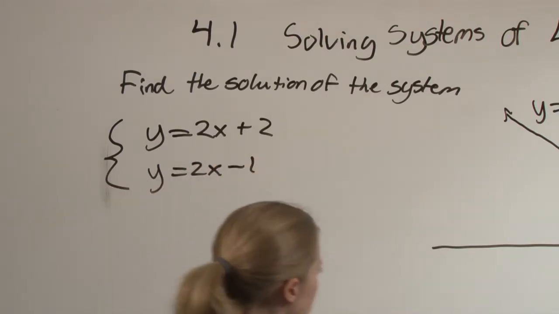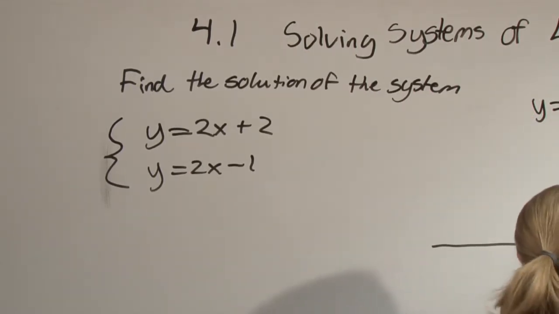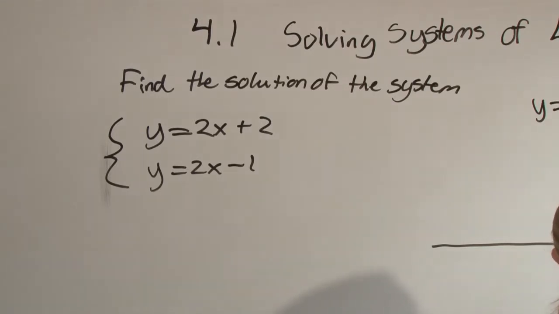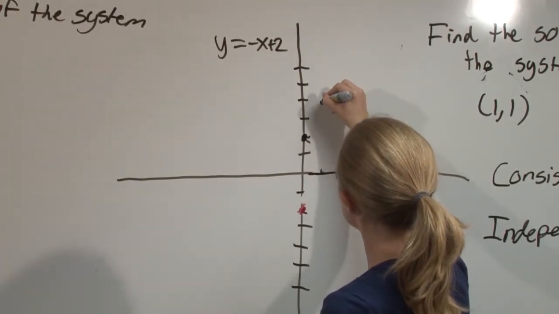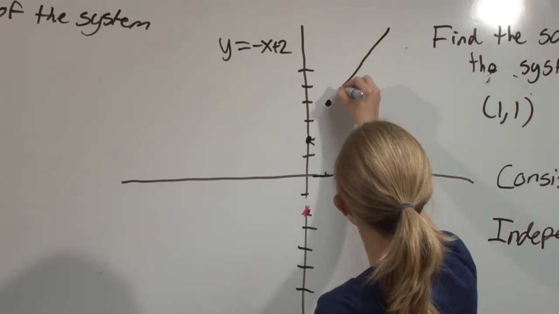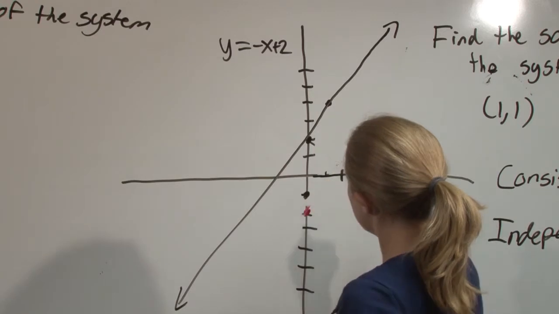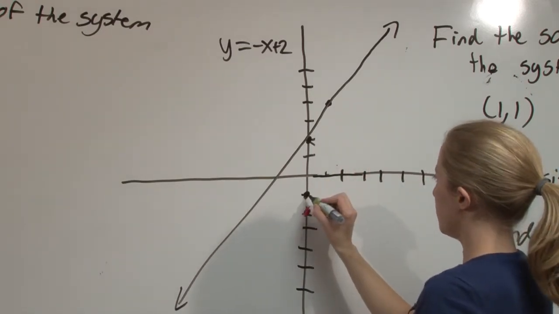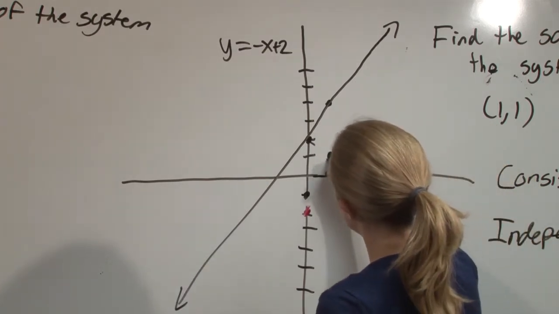Okay, so here's a system of two lines, and I've already put them in slope-intercept form. So all we have to do is graph them. The first one, y equals 2x plus 2, it's going to have an intercept at 2, and it's going to look like that. The second line has an intercept at negative 1, and it has the same slope, so it's still going up 2 and across 1.